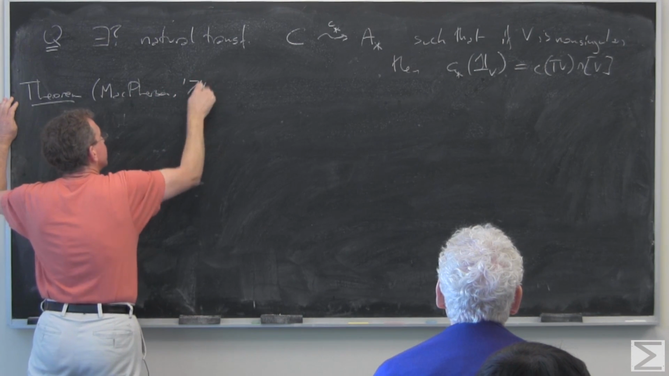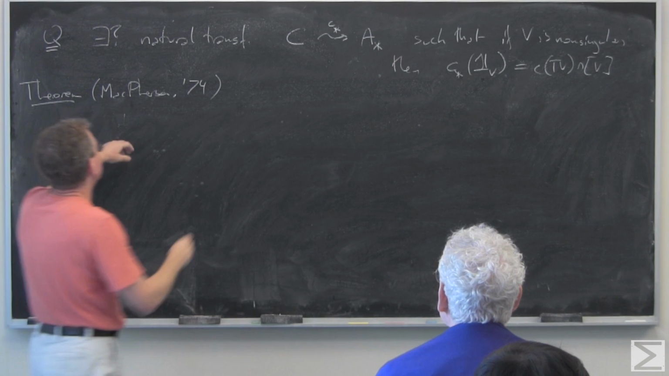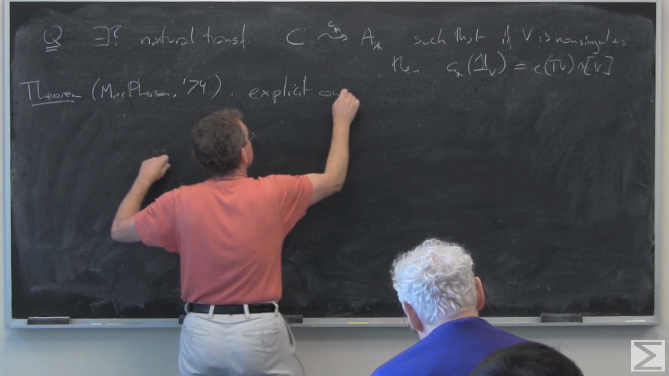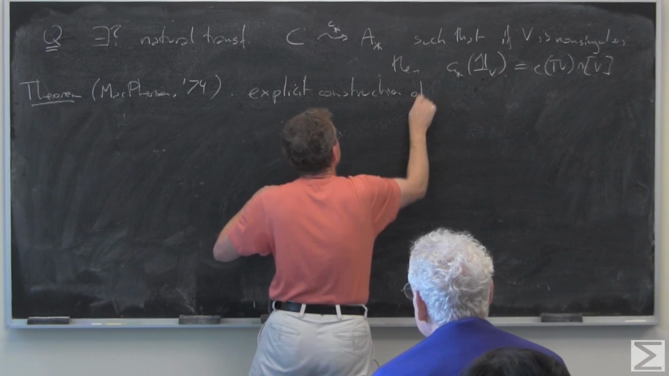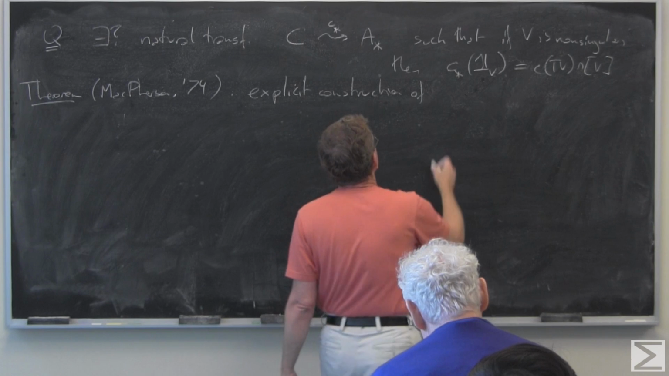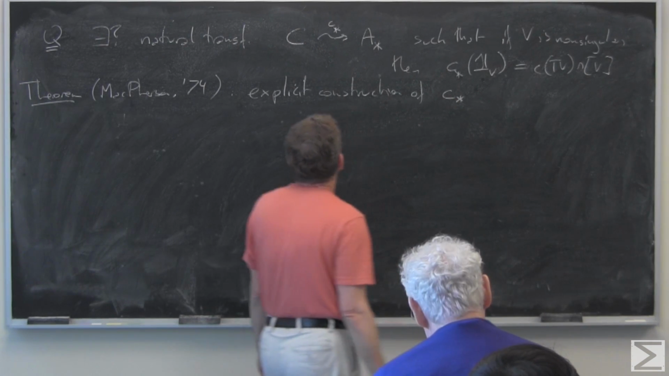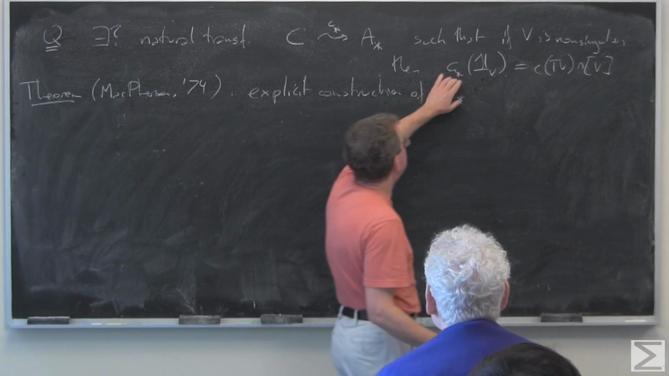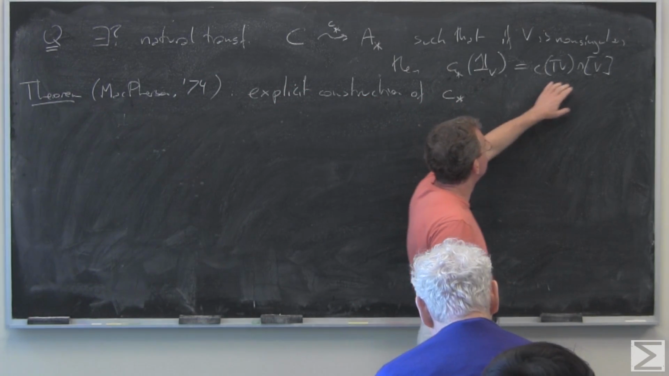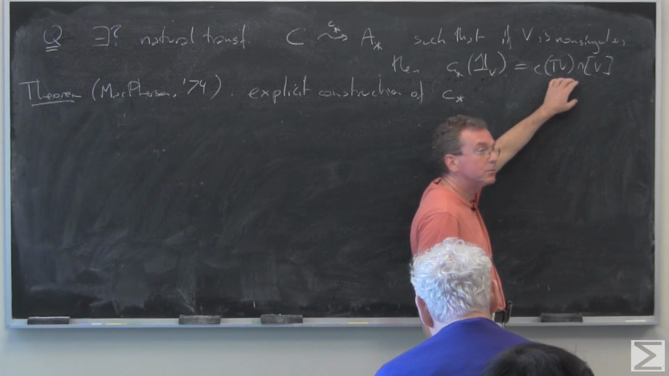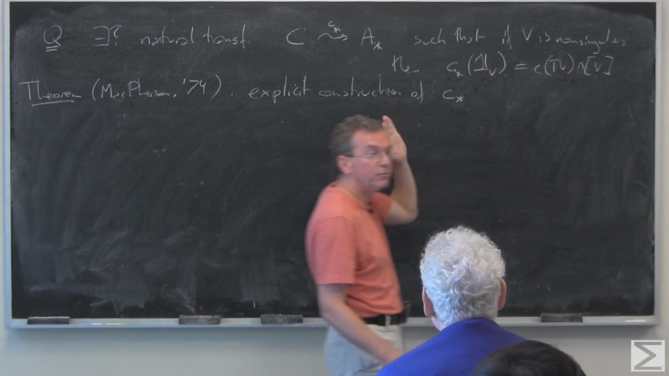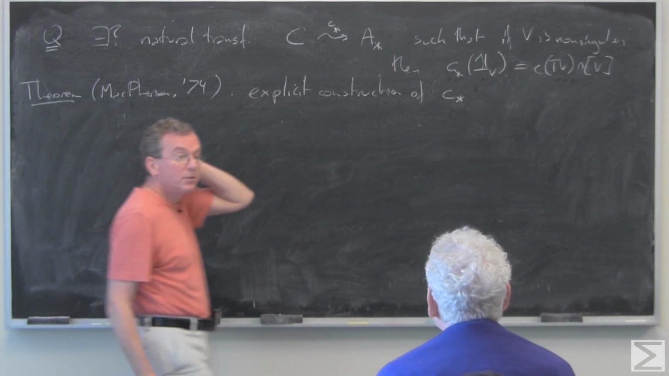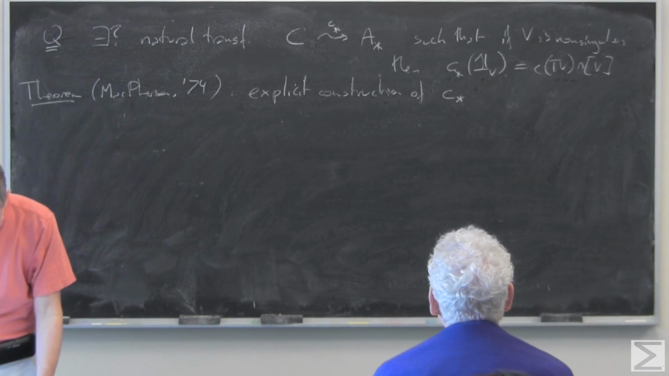I believe 74 in the Annals. This gives an explicit construction of this natural transformation. I should point out that this is a unique choice, and the fact that it is unique is a consequence of Hironaka's resolution of singularities, because you know the value at non-singular varieties and you know the behavior under push forward, so once you know it exists, it's necessarily unique. There's only one such gadget.